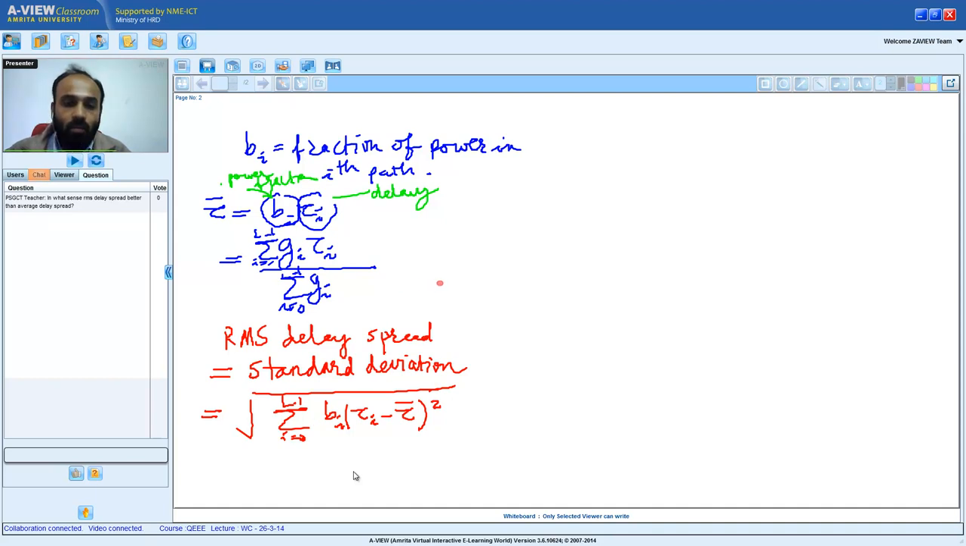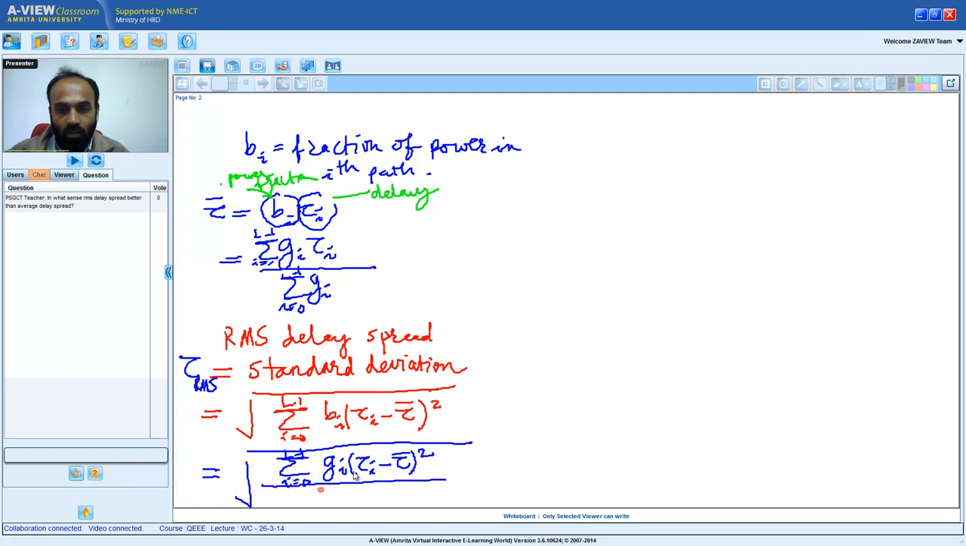system, that is B_i equals tau_i minus tau bar, (tau_i minus tau bar) square. So this is the RMS delay spread, which is also basically the standard deviation of this. Alright. And we also saw an example, and this can also be written as summation of G_i (tau_i minus tau bar) square divided by summation of G_i. It's the same thing, because if you replace each B_i by G_i divided by summation of G_i, this is what you'll get exactly.